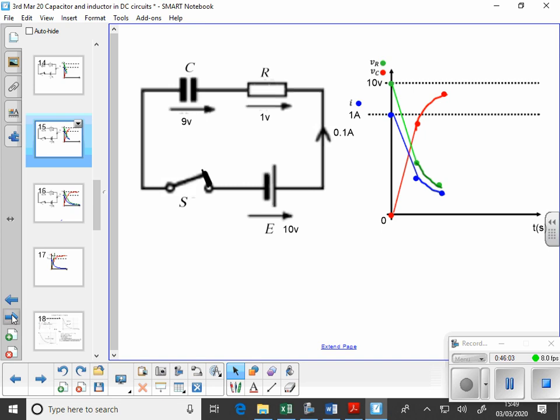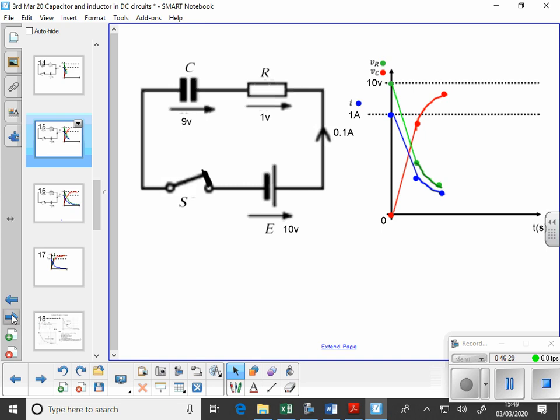So again, we've got a drop in our current, the blue one, from 0.3 of an amp to 0.1 of an amp. We've got a further rise in the red capacitor voltage to 9 volts, and on our resistor voltage there's now only a volt.